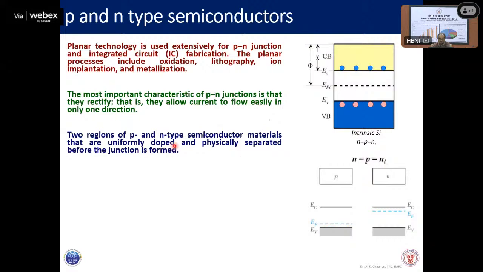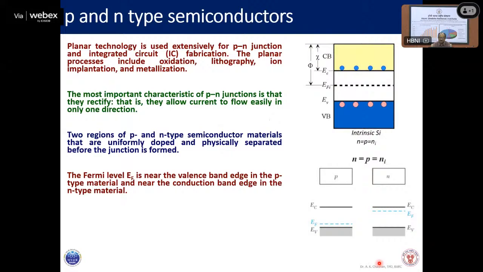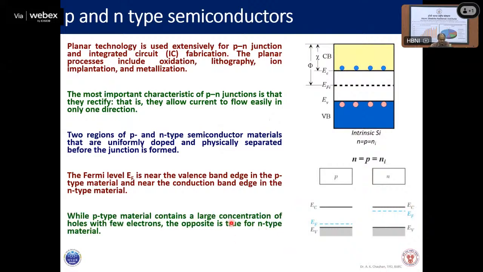So two regions of P and N type semiconductor materials that are uniformly doped and physically separated before the semiconductor junction is formed. So you have P type material and N type material, which you can generate by doping. The Fermi level is near the valence band in the P type material and near the conduction band in the N type material. P type material contains a large concentration of holes with few electrons, and the opposite is true for the N type material.